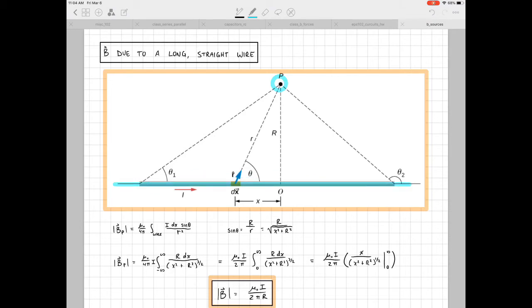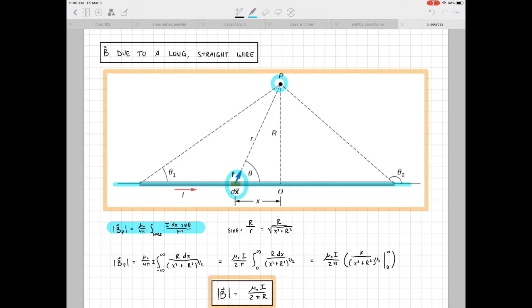And so the approach is to break up the wire into small chunks, and then we're going to integrate over the entire wire, over the entire line, and add up all of the contributions. So we're going to do an integral here. So the Biot-Savart law, just writing down from the previous page: the magnitude is going to be just the integral of I dx sine theta over r squared, because the cross product there just gives me that sine theta term.